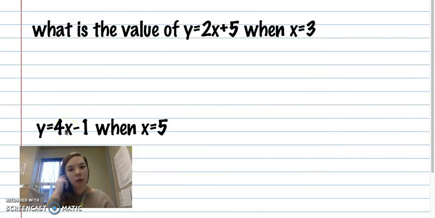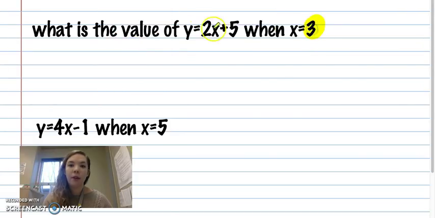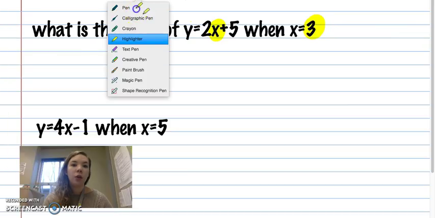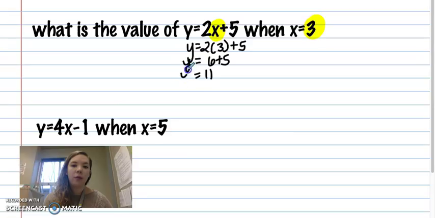Okay, what is the value of y equals 2x plus 5 when x equals 3? And we've done these before, but as a quick refresher, we're going to take this 3 and plug it in for x in our original equation. So we have y equals 2 times 3 plus 5. That would be 6 plus 5, which is 11. So y equals 11.